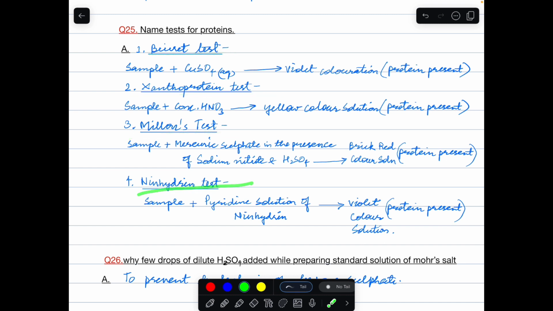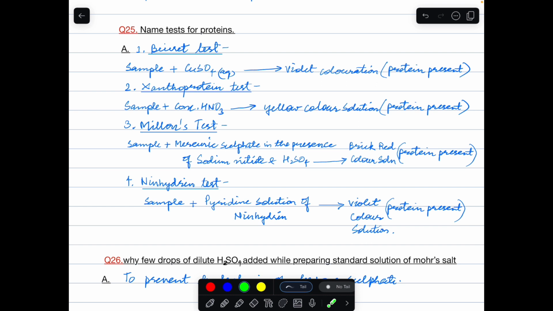First one is the biuret test. In case of biuret test, you will take the sample. Again, the sample should be taken in the form of solution. That is, you make an aqueous solution of the sample, then you add copper sulfate. If you are getting violet coloration, that is, the medium becomes violet in color, that means protein is present in the given sample. Second, xanthoprotein test. Again, you will take the sample in the form of solution, add concentrated nitric acid. If yellow coloration is there, protein is present. For proteins, your tests for identification or confirmation are very simple as compared to the carbohydrates.